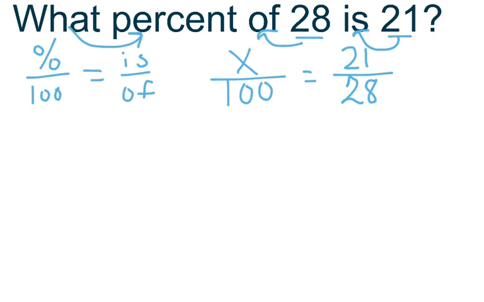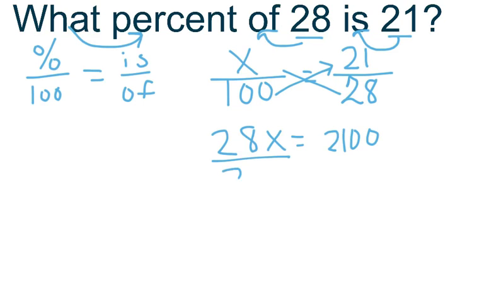Notice it says what percent. There is also another clue: there is no percent sign up there, so it makes it a little bit easier. All right, cross products, 21 times 100 is 2100, and then 28 times x is 28x. To solve that and get x alone, I must divide by 28. So I do that on both sides, and I'm left with x equals 2100 divided by 28, which is 75.